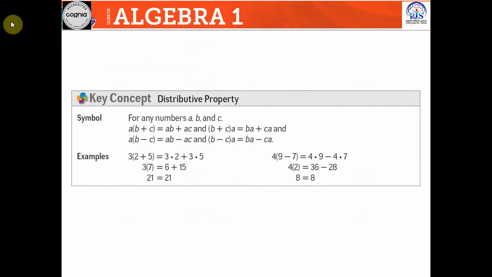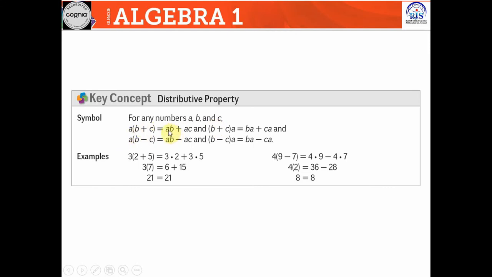Distributive property: for any numbers a, b, and c, a times (b plus c). Distributive means to use multiplication and addition. Here, a and the brackets, we have multiplication. Inside the brackets I have addition. When I multiply a times b, then a times c, this is called distributive property.